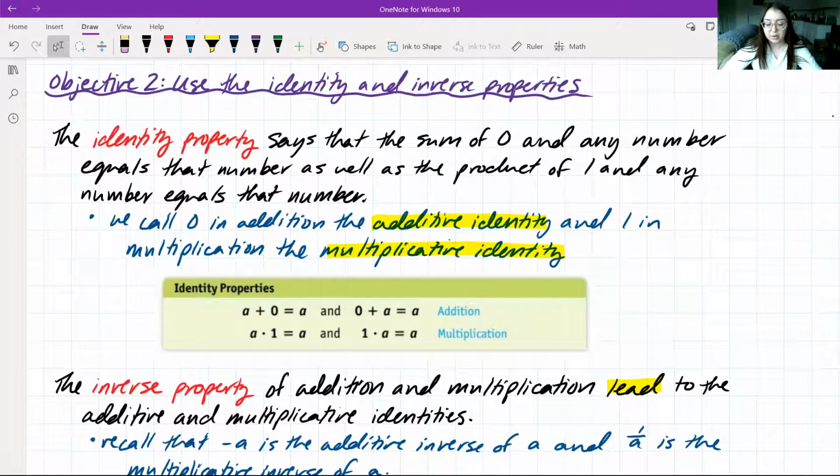So we would call 0 in addition the additive identity, since we still get our original number if we add 0. And 1 in multiplication will be the multiplicative identity. So to put these together, we see our identity properties here. If we have a plus 0 is equal to a, and 0 plus a is equal to a, that would be our addition. And then a times 1 is equal to a, and 1 times a is equal to a. So we see here with our identity property, all we're stating is that there are some numbers in addition and multiplication that when we multiply or add by any number, our answer is still going to be that number.